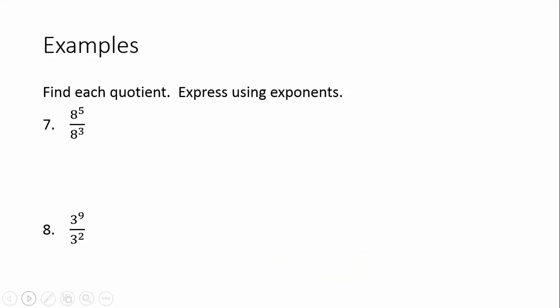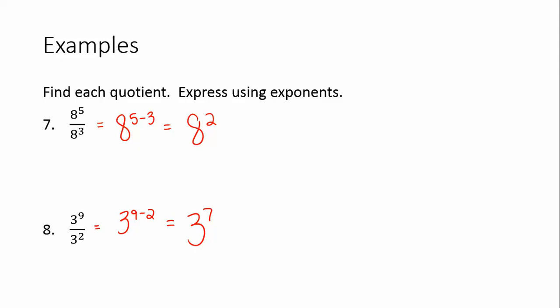Let's look at some examples. Let's find each quotient, and again we're going to express using exponents, which means we don't actually have to evaluate the number. So 8 to the 5th divided by 8 to the 3rd is 8 to the 5 minus 3rd power, or 8 squared, 5 minus 3. Number 8, we have 3 to the 9th power over 3 to the 2nd power, so we're going to subtract 9 minus 2 and get 3 to the 7th power. And remember how big that number can get. It's 3 times 3 times 3, 7 times.